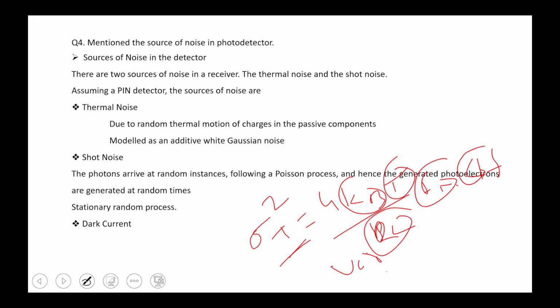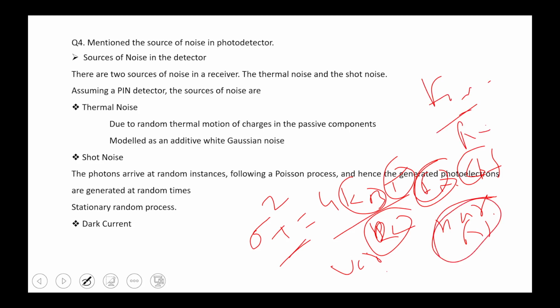Can you repeat the last one? This F_n is the noise figure. Figure of merit we have to define now: F_out by F_n, that figure of merit of any signal. We have some constant of that noise figure in the thermal noise, like white Gaussian type. And how can you define shot noise?